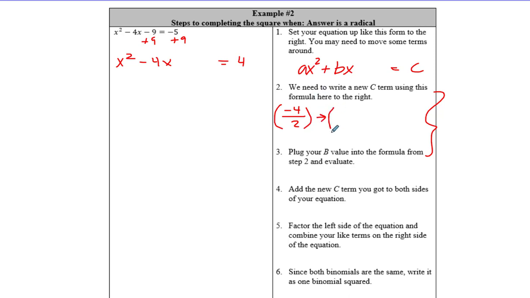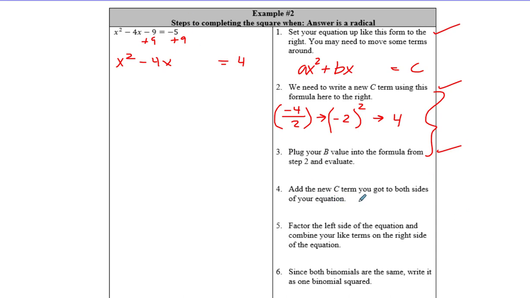Remember, I don't want to square it yet. I want to kind of see this little cheat sheet part. Negative 4 divided by 2 is a negative 2. Then I'm going to square it, and that is going to give me a positive 4. And then it tells me to add my new c term to both sides of the equation. Here, let's check these off since we've finished these steps. So I'm going to add this to both sides.